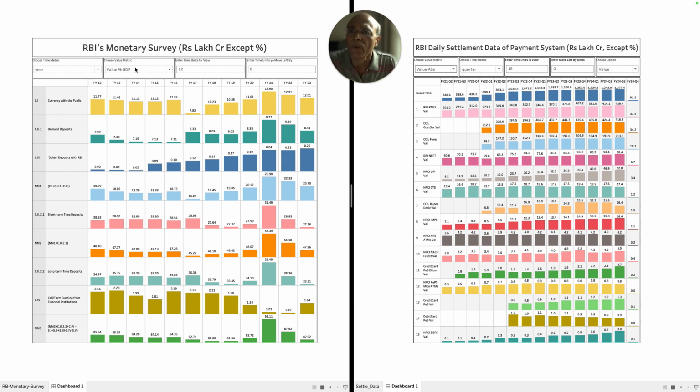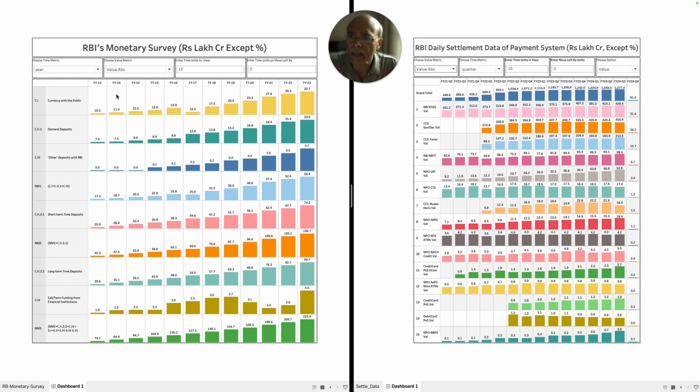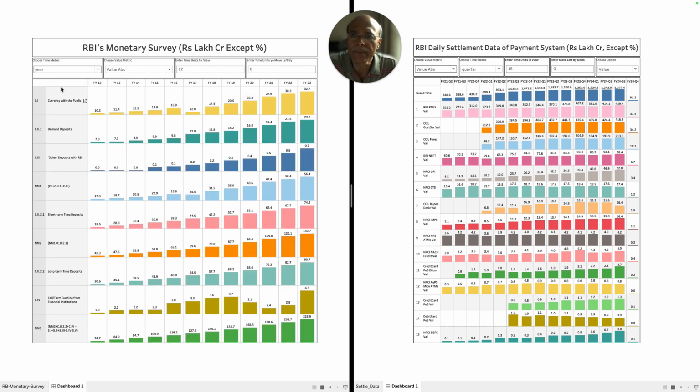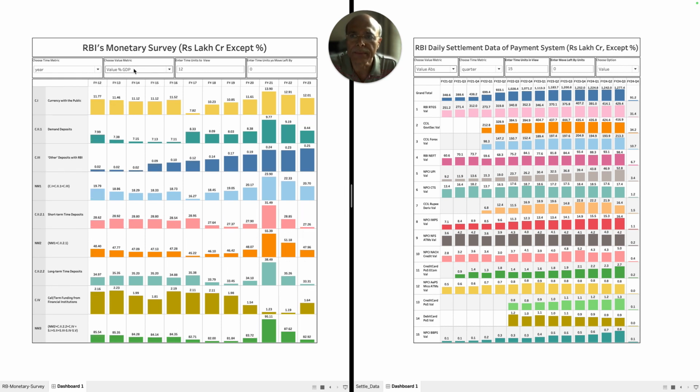Now friends, what I've done is, in this sheet, I have captured the absolute value, which is in rupees lakh crores, in a time scale which you can choose here from week, month, quarter and year. So this is the dashboard which I typically make. And then I am measuring the value of these currencies as a percentage of nominal GDP. Like on a yearly basis, you notice that the currency with public at the time of FY12 was 11.7% of the nominal GDP. Now it is 12.01%, right? Similarly, in demand deposit also, you can see how it is changing over a period of time.